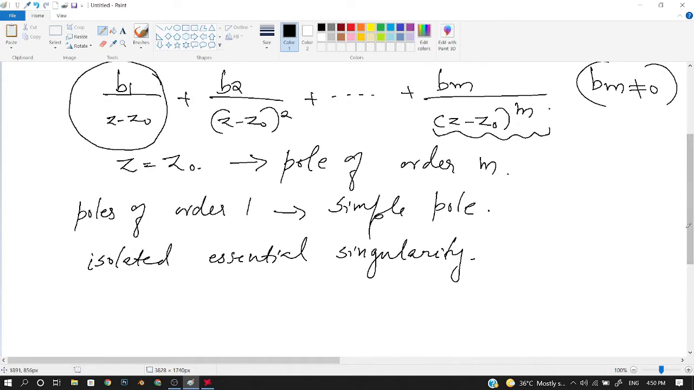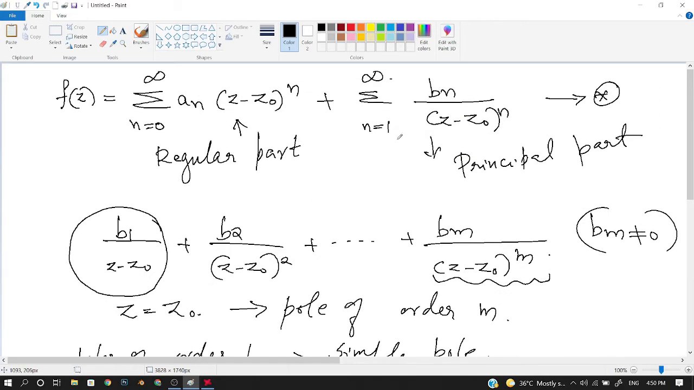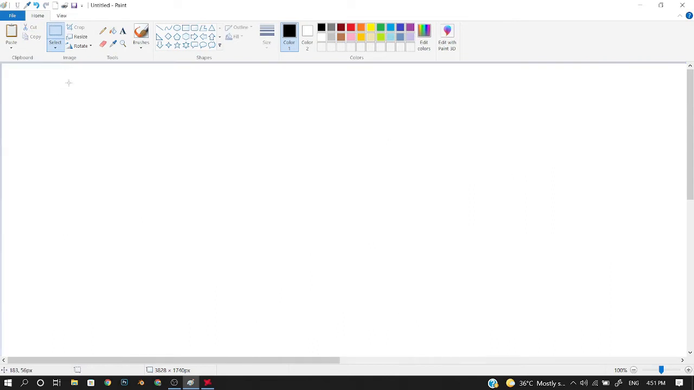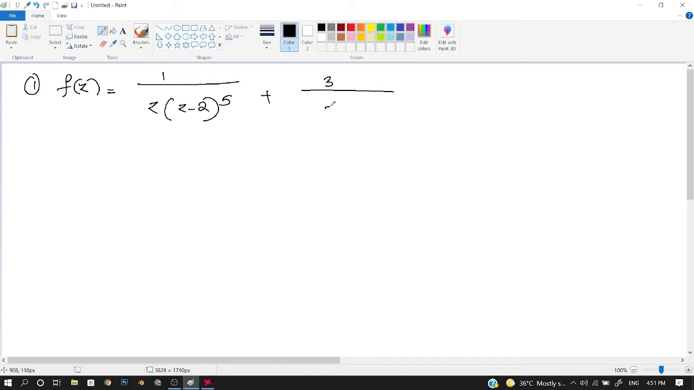Now what is a pole of order m? If the principal part contains m terms, up to bm divided by (z minus z naught) raised to m, then we can see that the highest power of 1 by z minus z naught is m. So in that case we call z equal to z naught a pole of order m. Now let us move to some examples. First consider f of z is equal to 1 by z into (z minus 2) raised to 5 plus 3 by (z minus 2) the whole square.